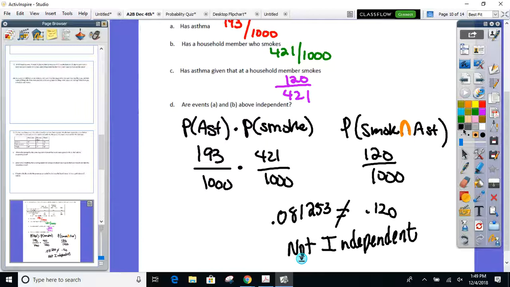Tomorrow, because I've seen this in past years, when I ask for independent or not, and you just write down yes or no and no work shown, you're not going to get any credit because you guessed correctly, 50-50 guess. If you're going to write not independent, I should see the work and the two decimals don't equal each other. All right. Anything else here? We're good? Because I'm going to go on to one more problem before I let you loose.